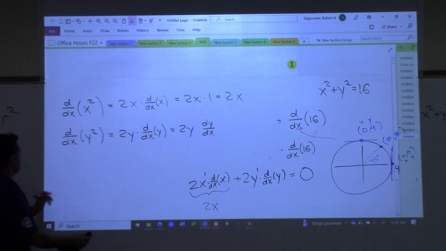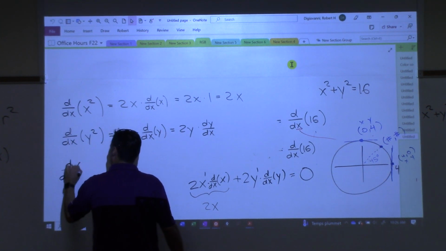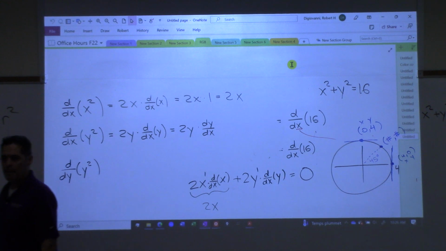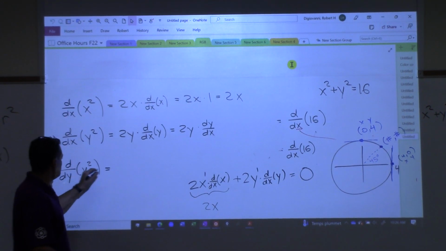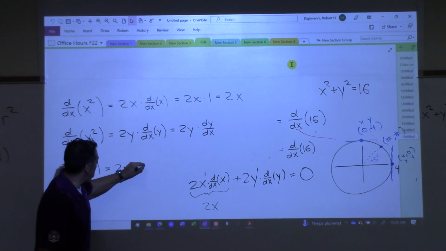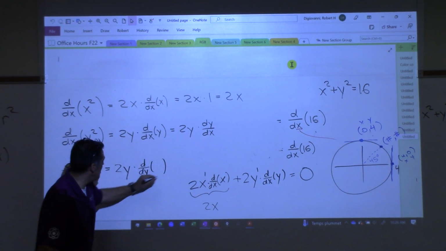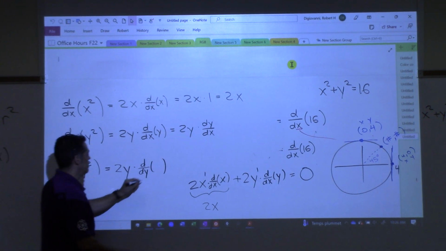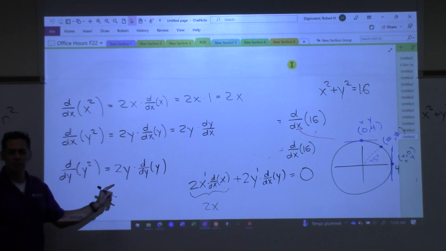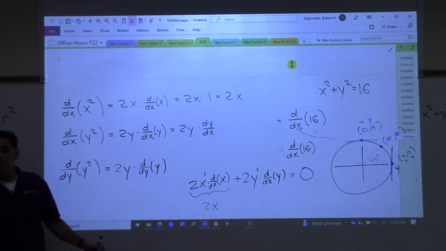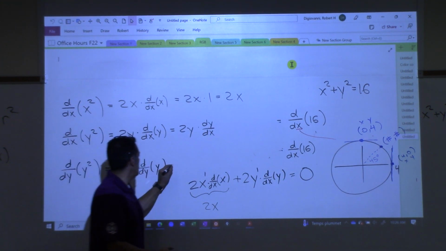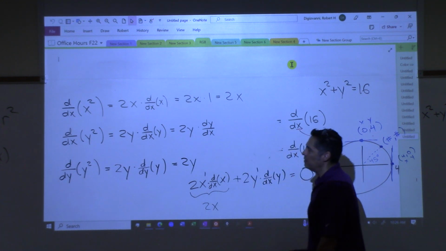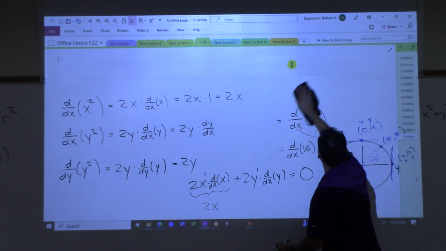How about this one? What's d dy of y squared? What am I differentiating with respect to? Y. Okay, so now this chain rule, right? 2 comes out, 2y to the first power, but now I'm differentiating with respect to y, and what is it that I'm differentiating? What's the base here? Y. What's dy dy? 1. dy dy is 1, dx dx is 1, dy dx is not 1. So this would become a 1, and the answer is just 2y, right? How about this one?